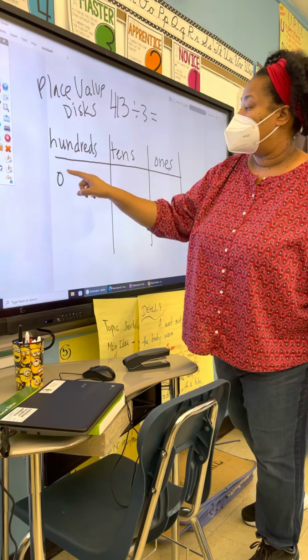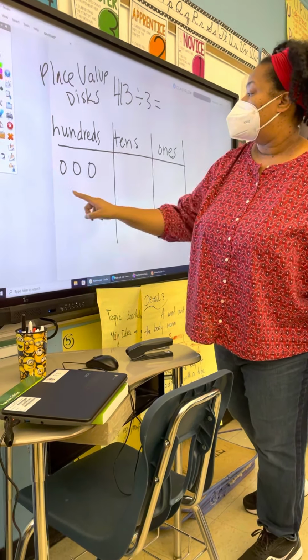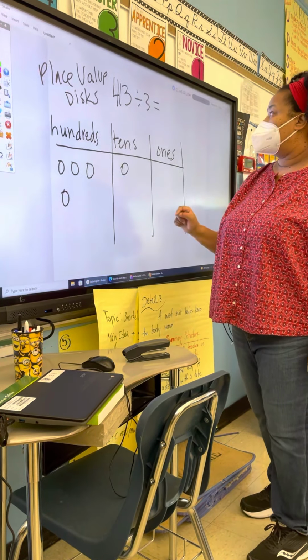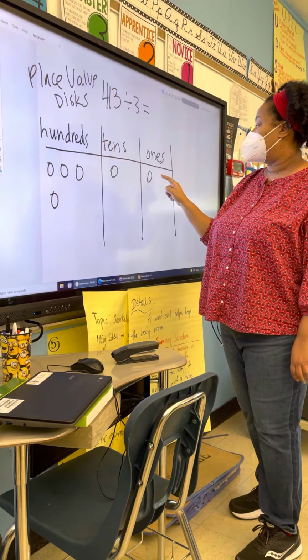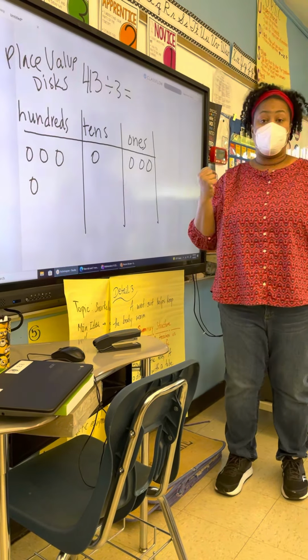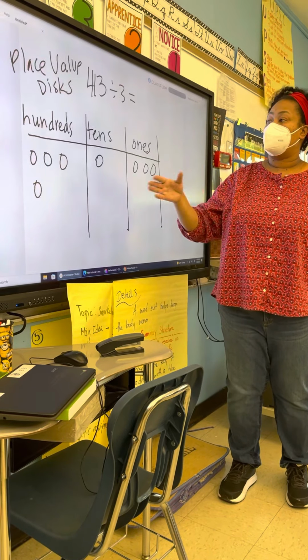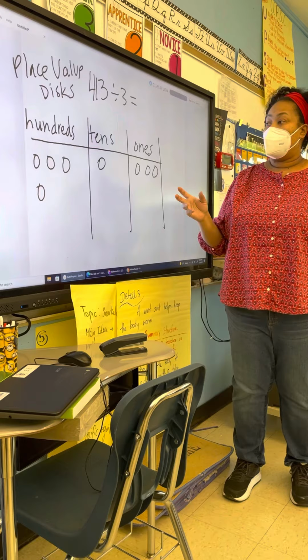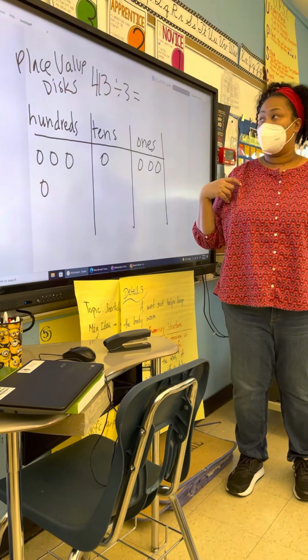So I have 4 hundreds, I have 1 ten, and I have 3 ones. So my goal is to make as many groups of 3 in each place value as I can. Okay, so I'm going to start with the biggest place value, which is hundreds.